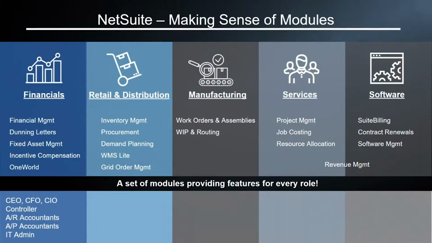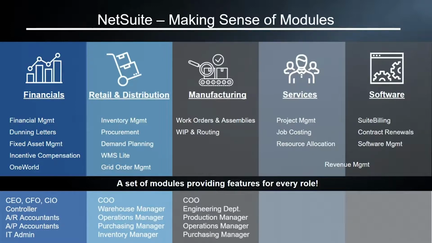Within the retail and distribution industry, we have specific modules to manage inventory and procurement activities, which of course are pertinent to managers across operations and purchasing, as well as within the warehouse. To supplement those inventory capabilities, the manufacturing modules allow companies to process work orders, create assemblies, and manage manufacturing routing operations as raw materials go through WIP to a finished product.